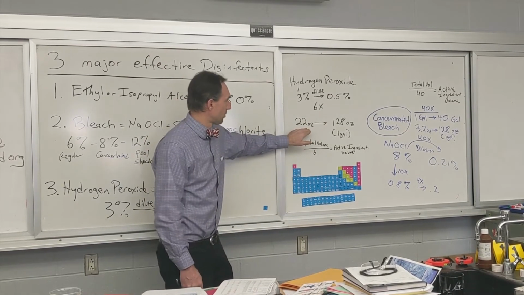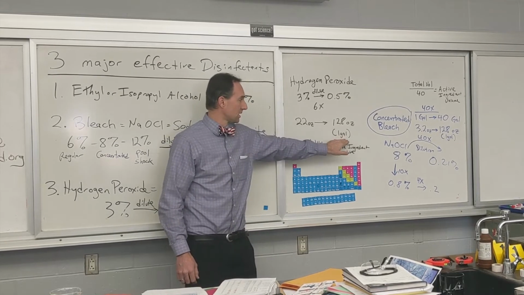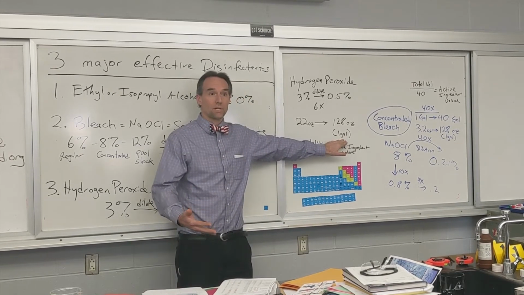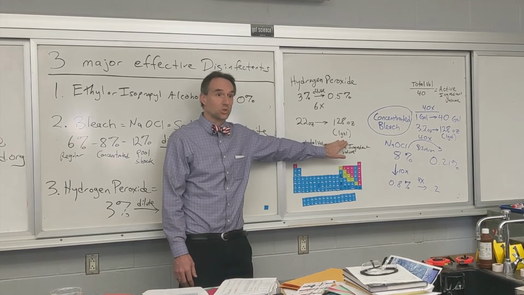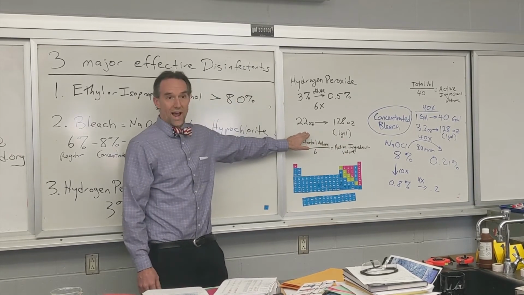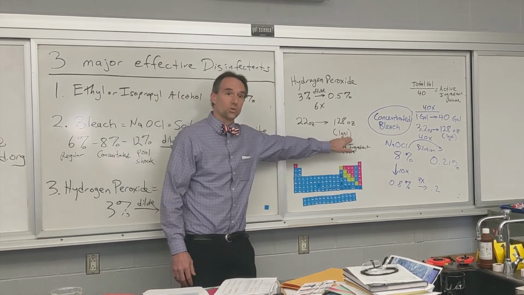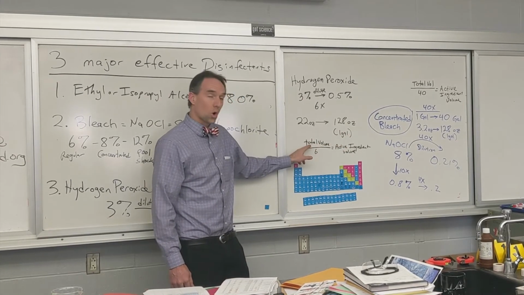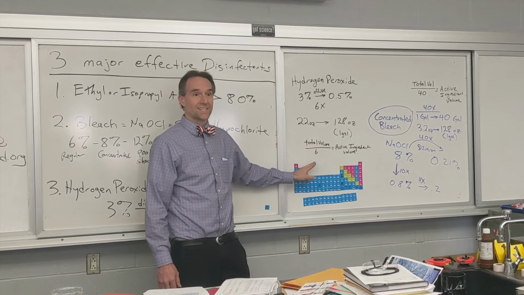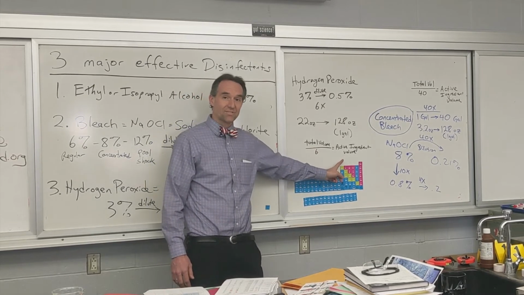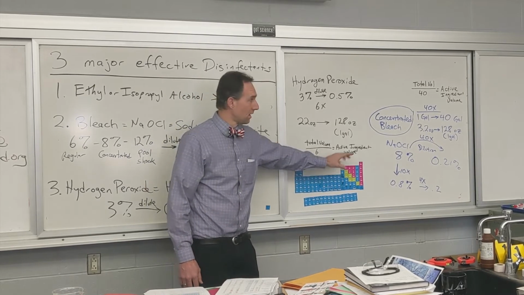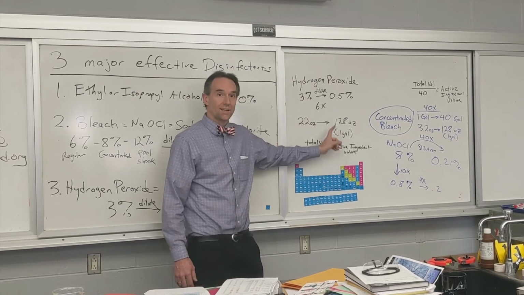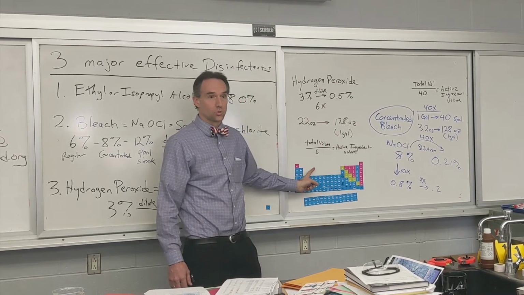A gallon is the amount that is most commonly available for people to dilute into. You would need 22 ounces, which is a 6-fold reduction in concentration. You take the total volume, you divide it by 6, and you get the active ingredient volume. Again, for hydrogen peroxide, it's a 6-fold dilution.